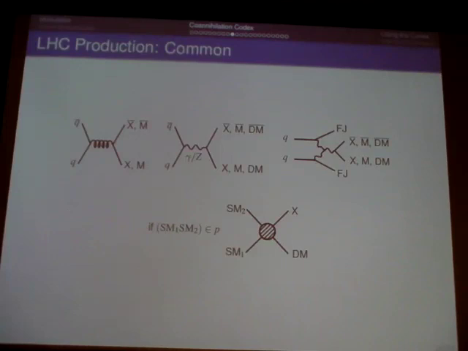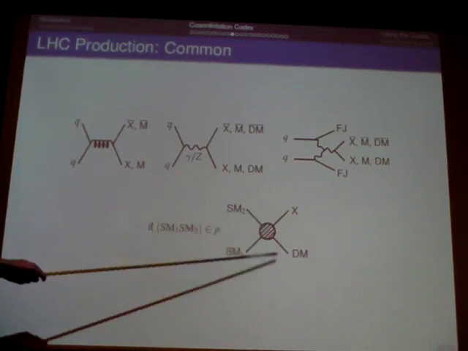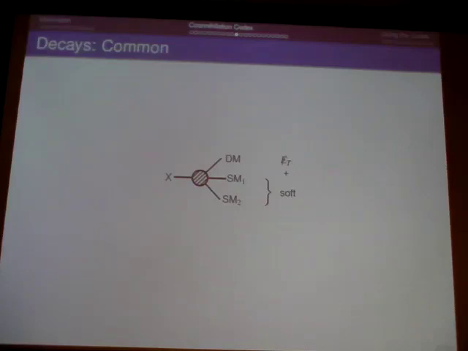We can also just use crossing symmetry, reverse the coannihilation diagram. And if both standard model particles are in the proton, then we could just use the coannihilation diagram to produce X and dark matter. So that's for producing the particles.